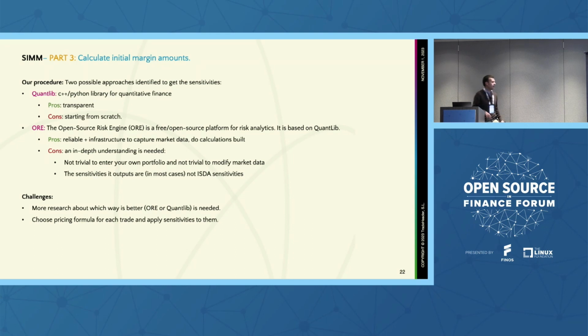I'm not going to go into a lot of detail in terms of the differences in sensitivities, but there are some differences that don't allow us to use the Open Risk Engine directly for SIMM. Yeah, sorry, question.